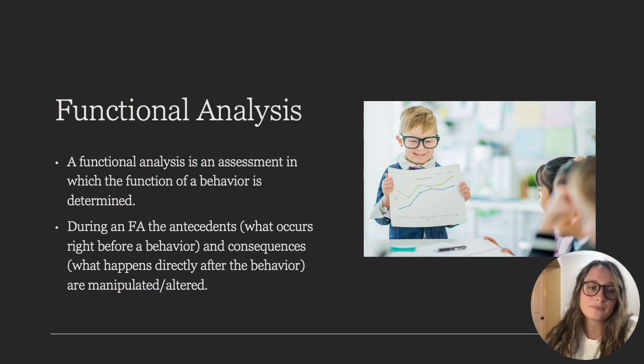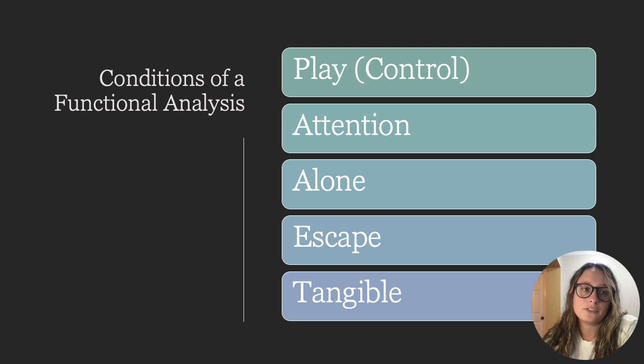behavior. And so for an overview, there are 5 conditions which we will be reviewing. So the first is going to be the play or control condition, attention, alone, escape, and tangible.